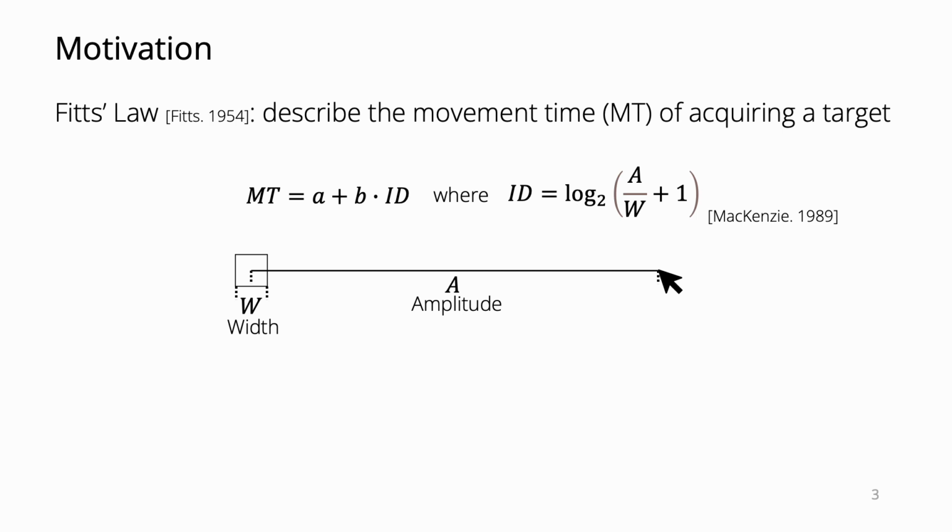To understand this acquisition interaction, Fitts' law is commonly used to describe the movement time taken to acquire the target. In Fitts' law, movement time is modeled as a linear function of the index of difficulty, or ID, which is the log term of target amplitude and target width.